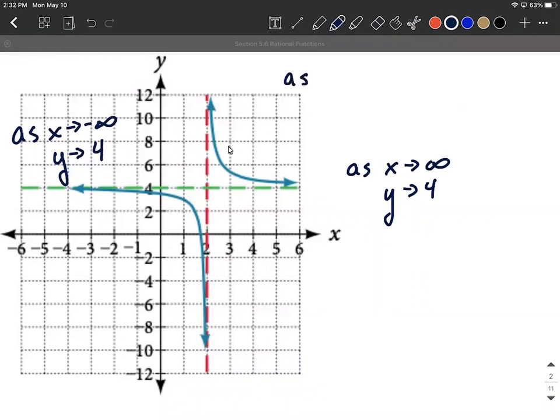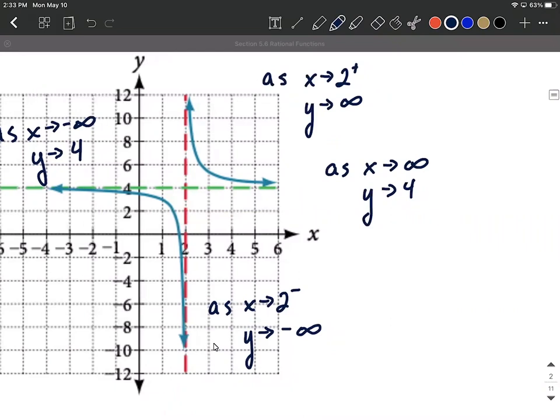So we can look at as our x values get close to 2, but from the right-hand side, as we walk on top of this graph, it looks like it goes up. So we can say our y values go to infinity. And we can also say as our x values approach 2 from the left-hand side, our y values seem to go down. So negative infinity is down for our y values in this direction.